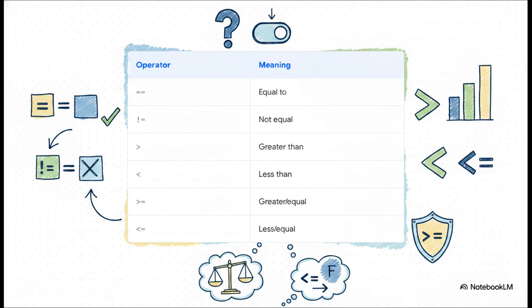For instance, double equals checks if two things are exactly the same. The exclamation point and equal sign together, that means not equal. And of course, your standard greater than or less than symbols. By using these, we can ask the computer a question like, hey, is the score greater than 90? And the computer will answer with a Boolean, true or false.